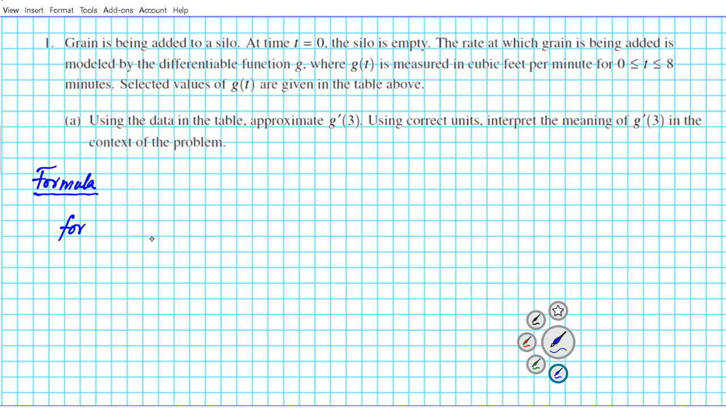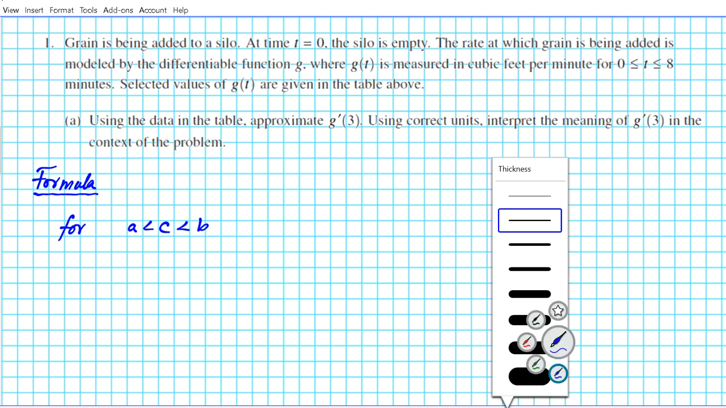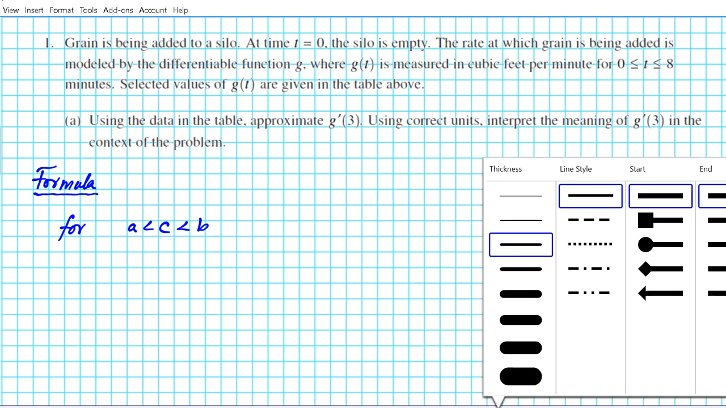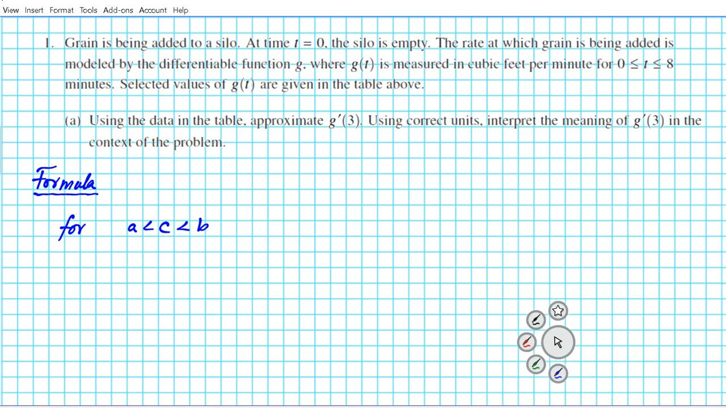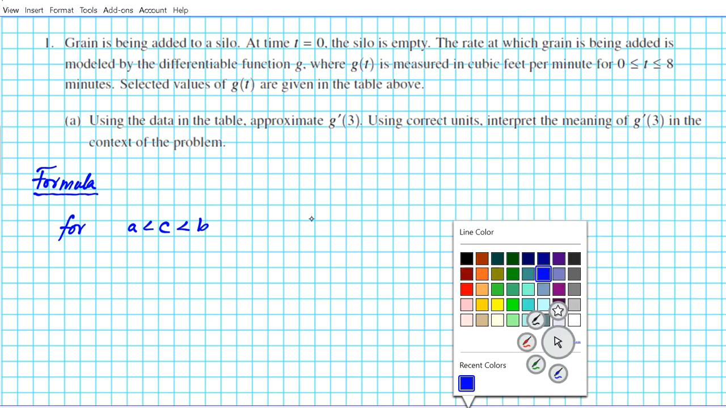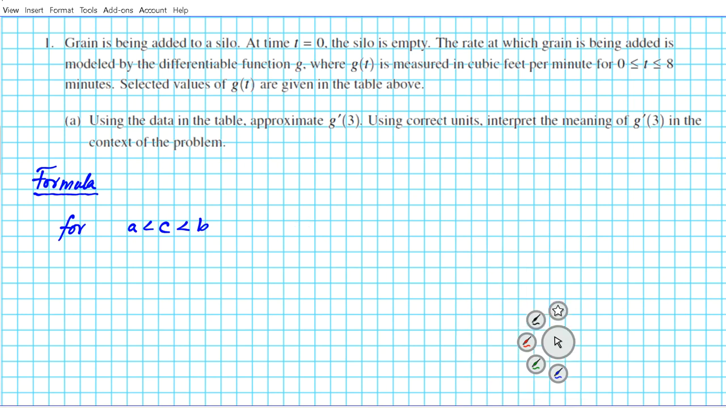So for a less than or equal to c less than or equal to b, basically if we have c in between a and b on the real number line, let me give you a visual of what we're talking about. If it's given to you in a tabular format, what you're looking at is an interval, and let's say you have c right there in the center, you have a table like this, and then you have your a value and your b value, and then you have some c in between a and b.